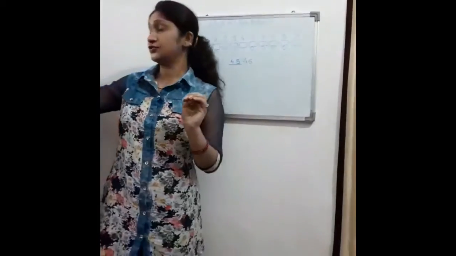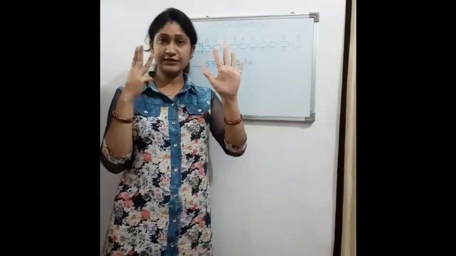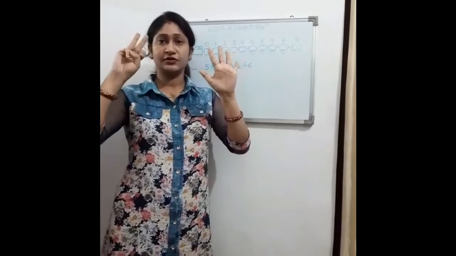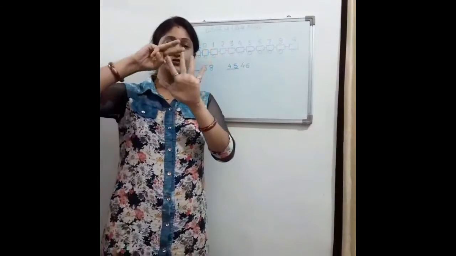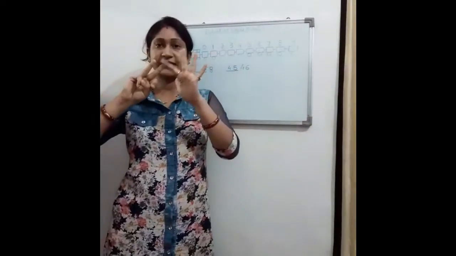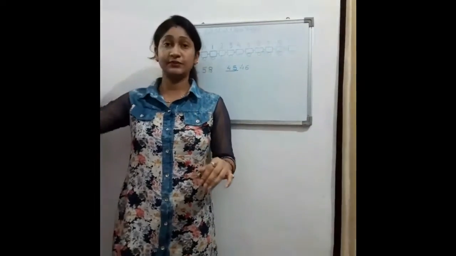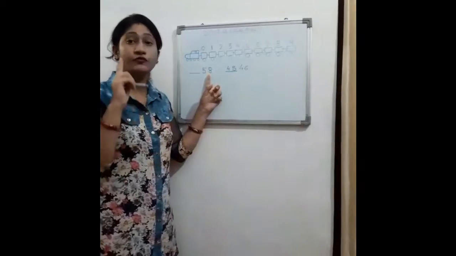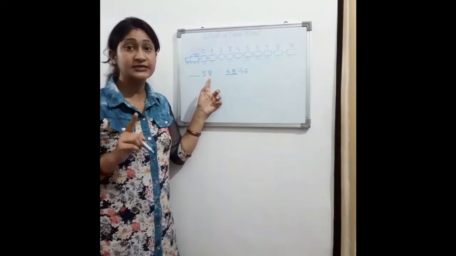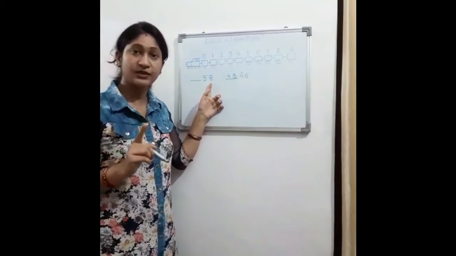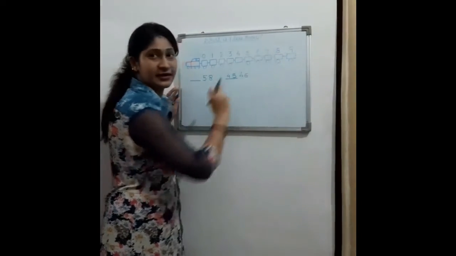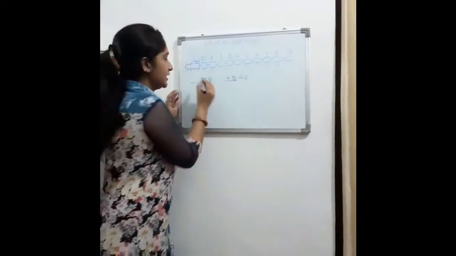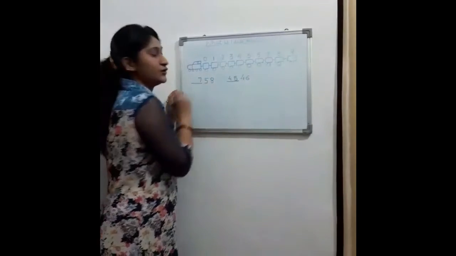How? You can do this. You can take out 8 fingers like this, and if you remove 1, what is there? Let us count. 1, 2, 3, 4, 5, 6 and 7. So it means if we remove 1 from 8, what is my answer? 7. Let us check it from the number train also. Before 8 is 7. It means my answer is correct. I can write down 7 over here.